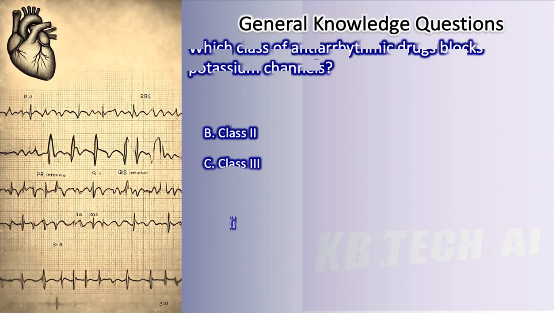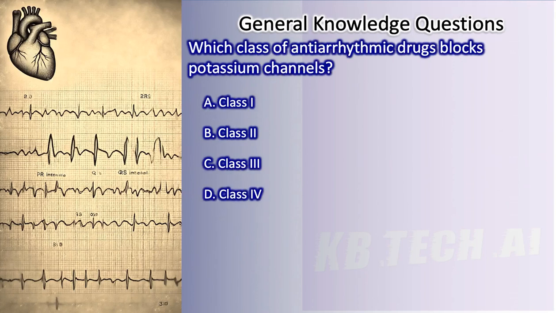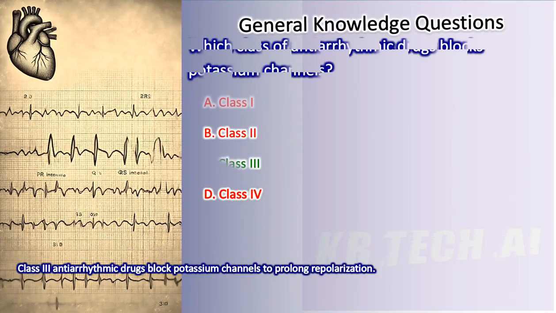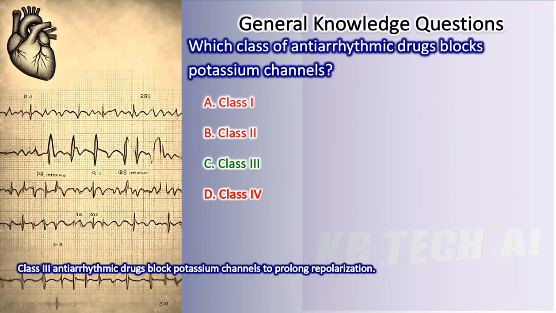Which class of antiarrhythmic drugs blocks potassium channels? Option 1, class 1. Option 2, class 2. Option 3, class 3. Option 4, class 4. The answer is option 3, class 3.